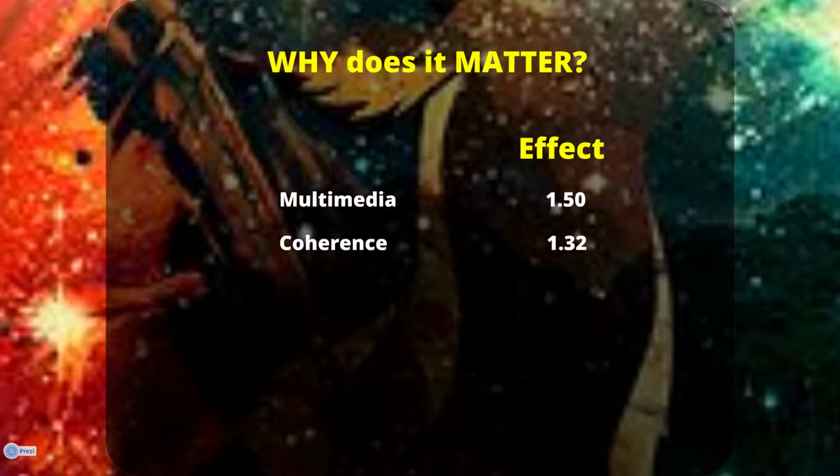The coherence principle also has a very large effect size of about 1.32. This is keeping it clean and simple. So if you eliminate extraneous material, unnecessary graphics, illustrations that don't contribute, or things that might otherwise distract your students, they're going to, on average, score 1.32 standard deviations higher than those who are not receiving this principle. So again, if you had a standard deviation of say 10 points and a median score of 80, that's 13 points higher.